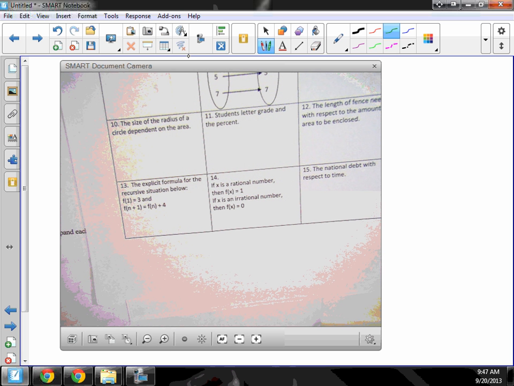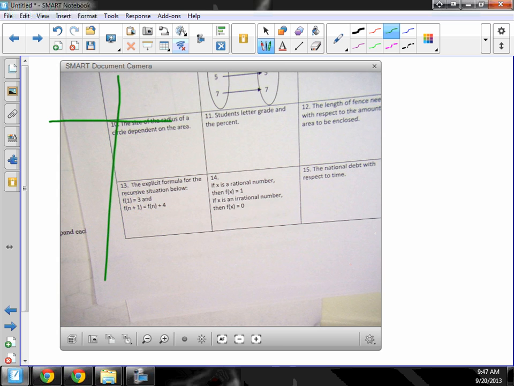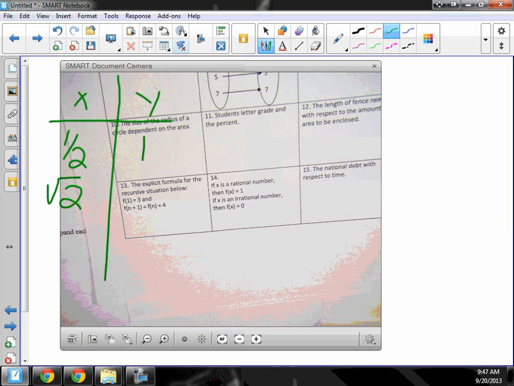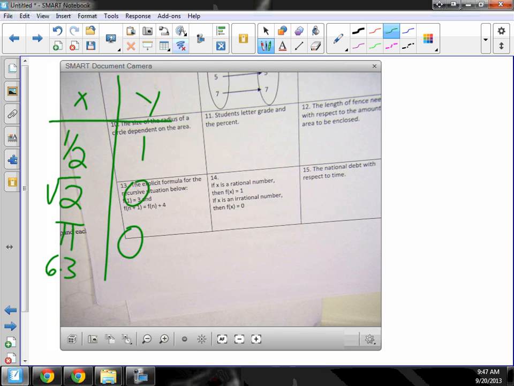Changed your mind. So this is what the function would look like. Here are my x's and my y's. If I had 1/2, what does that match to? That one gets linked to 1. If I have the square root of 2, that gets linked to 0. If I have pi, 0. If I have 6.34, 1. If I listed every possible rational and irrational number, is it going to be a function? Yes. How come?